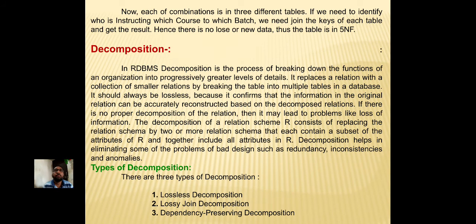Now each combination is in three different tables. If we need to identify who is instructing which course to which batch, we need to join the keys of each table and get the result. Hence, there is no loss or new data. Thus, the table is in 5NF.